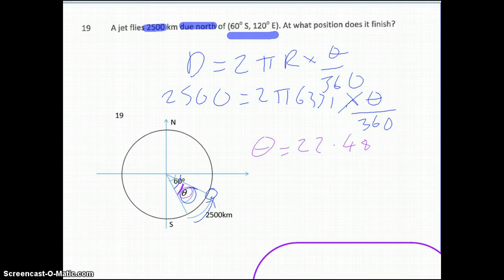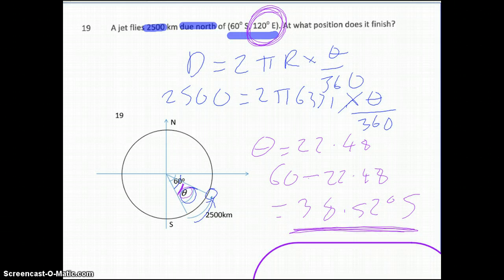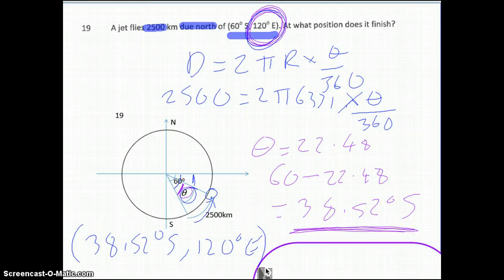So if we were 60 degrees south and we've gone 22.48 north, then we're going to be 60 minus 22.48, which is 38.52 degrees south. So we now know our final finishing point, where we finished, because this is 38.52 degrees south, and we haven't moved off here. So our final place is 38.52 degrees south, 120 degrees east, and that's where we finish.